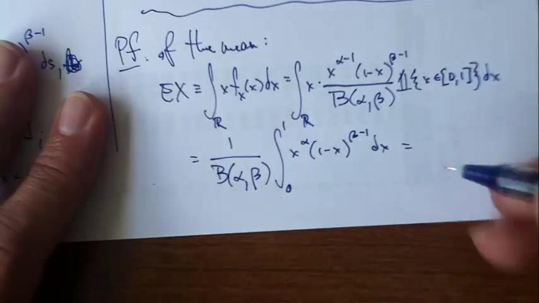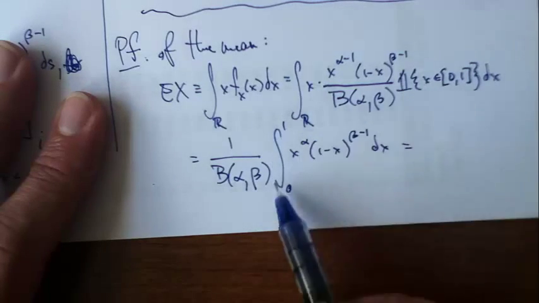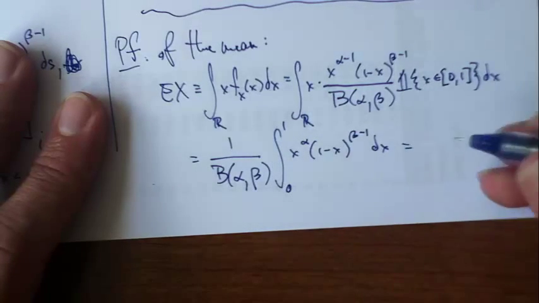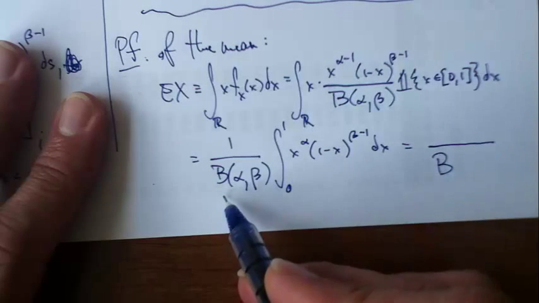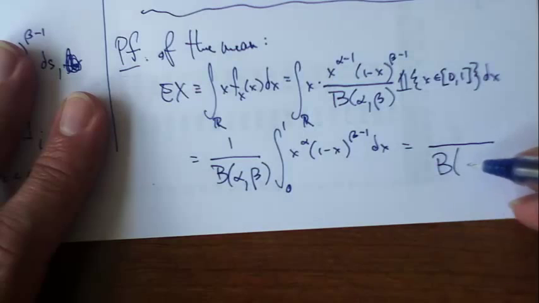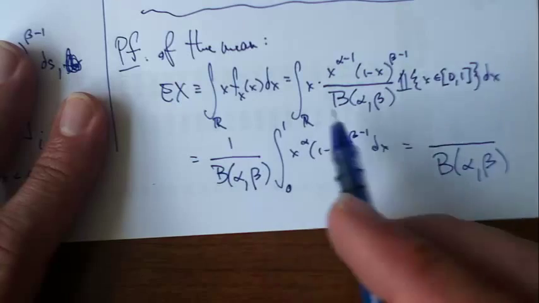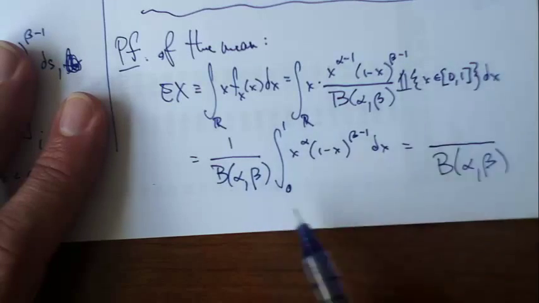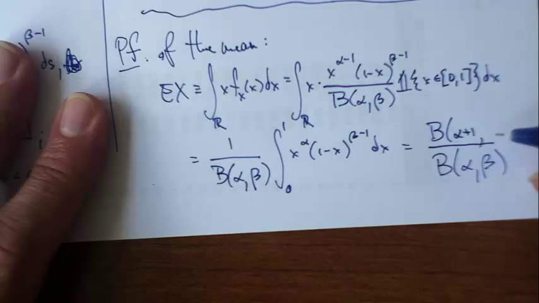Now, take a look at this. This integral there is the beta function, right? I'm going to grab this stuff from over here, so this is beta of alpha beta. This integral right here, if you look back at the definition of the beta function, you should see that it is in fact beta of alpha plus 1 and beta. Okay.